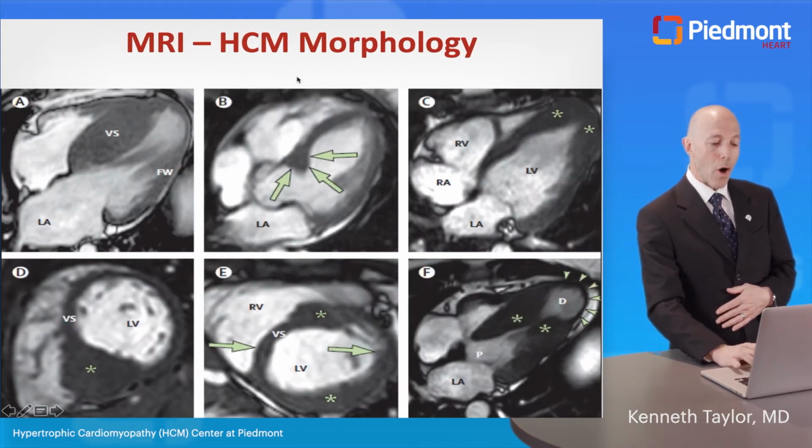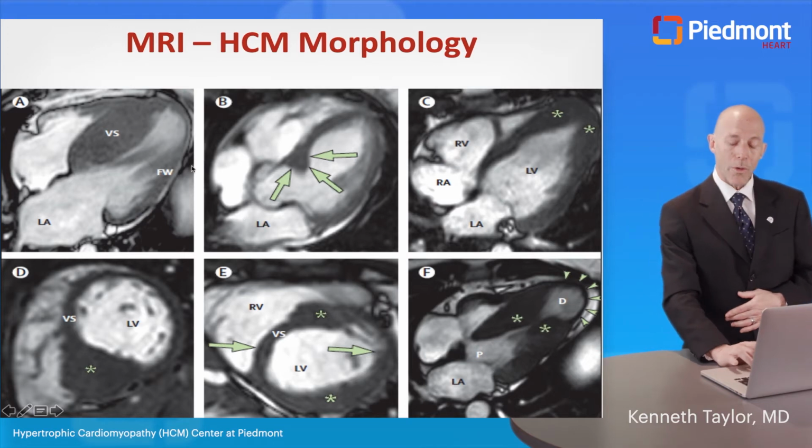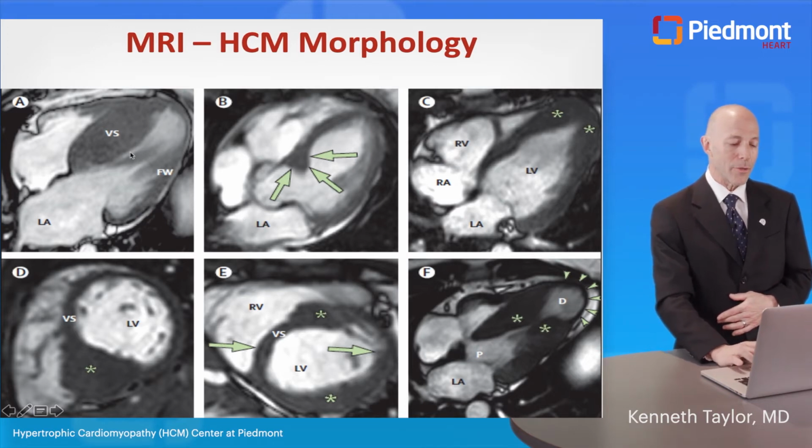So here are some MRI images, similar to what we just looked at, showing the different forms of hypertrophic cardiomyopathy, including massive septal hypertrophy, the classic focal subvalvular, apical, eccentric, and an apical aneurysm, as well as showing this late gadolinium enhancement, or scar tissue, that we see.